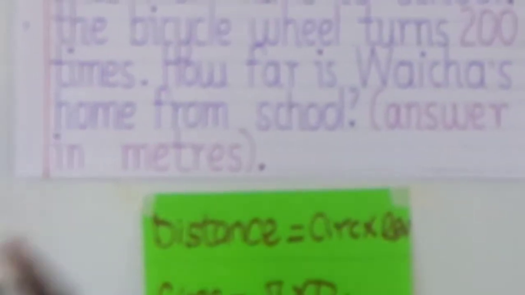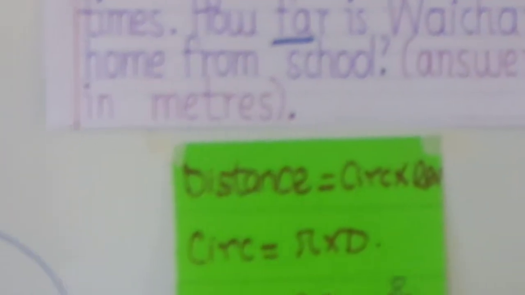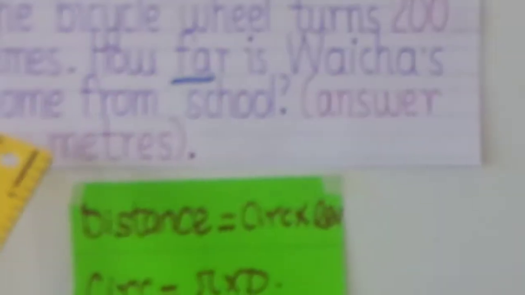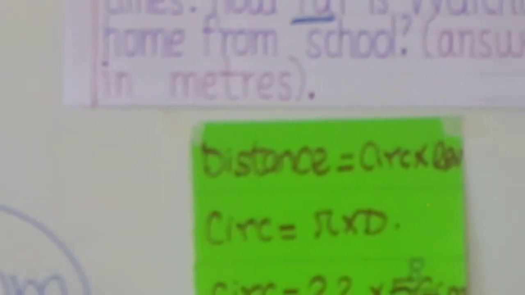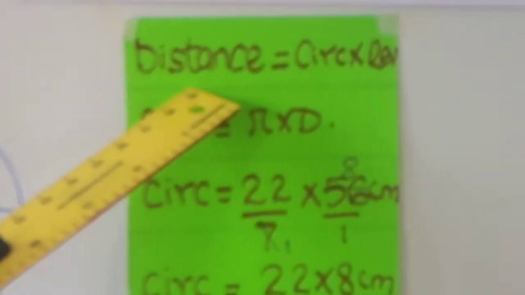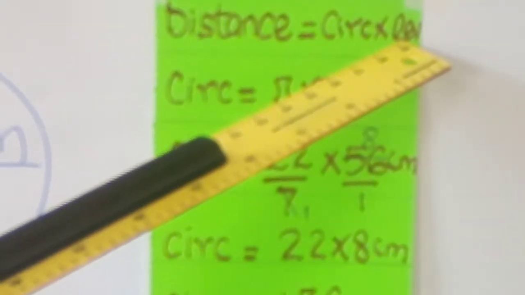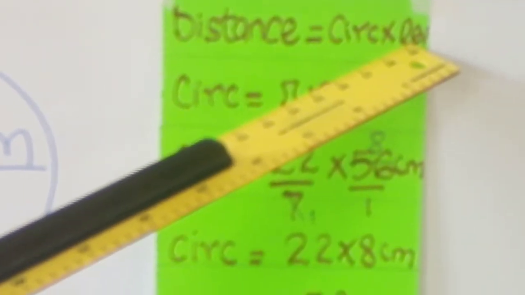How far? When you see how far, it means we find the distance from home to school. Answer should be in meters. To get the distance from home to school, we must multiply the circumference of the bicycle wheel by the number of revolutions, how many times it turns.